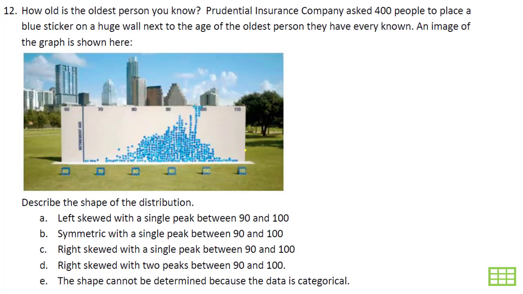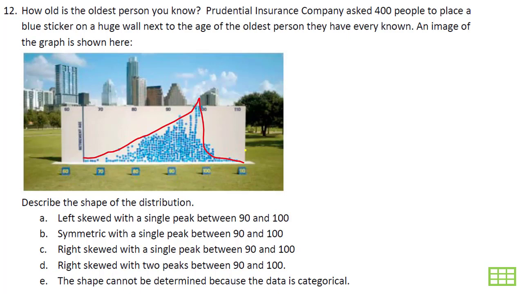Number 12, how old is the oldest person you know? This is an actual chart; I've seen it before. Prudential Insurance Company asked 400 people to place a blue sticker on a huge wall next to the age of the oldest person they've ever known. So you can see it got kind of lumpy there. Let me draw a rough sketch of what the shape looks like.